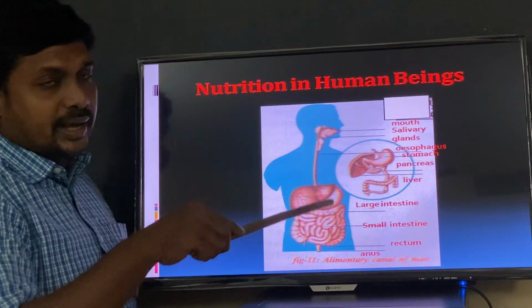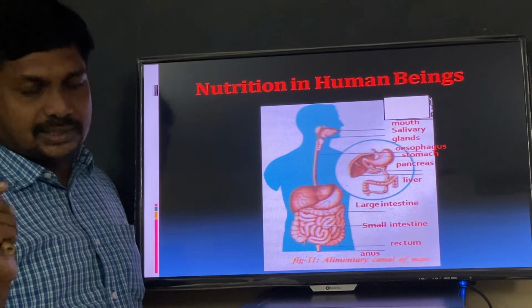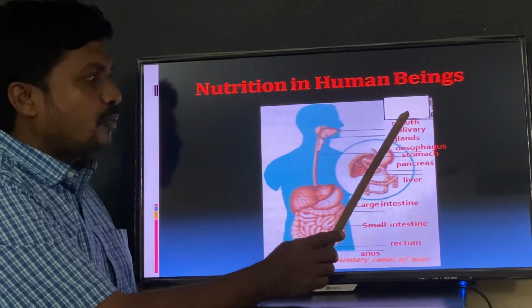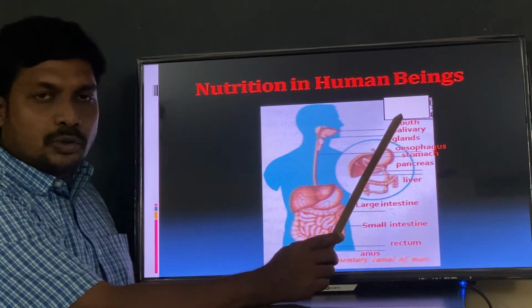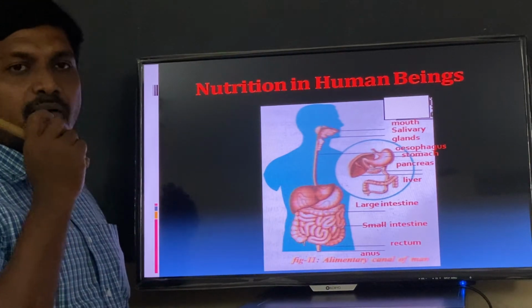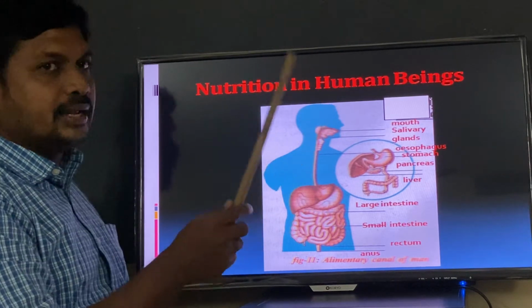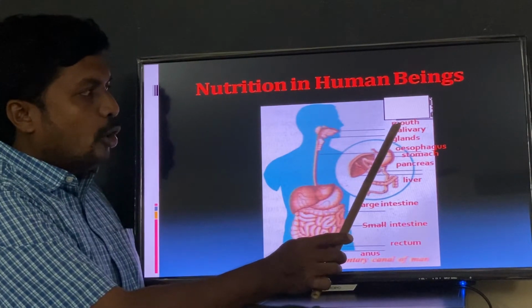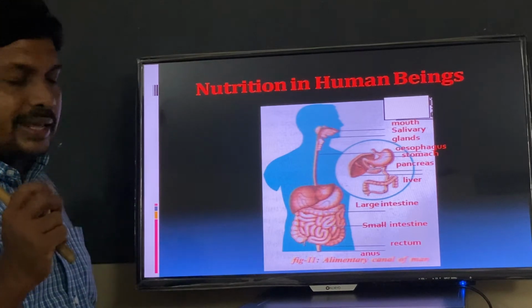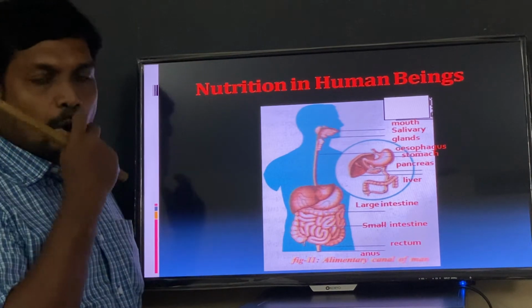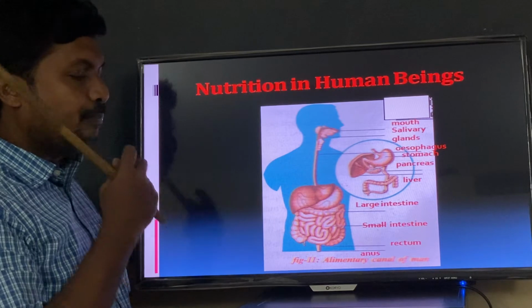The length of human digestive system is 9 meters. The first part of digestion is called mouth. The opening of digestion is called mouth. Intake of food through mouth is called ingestion. Mouth opens into a cavity called oral cavity or buccal cavity.